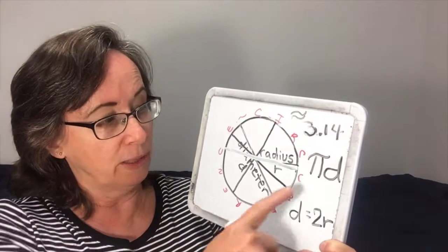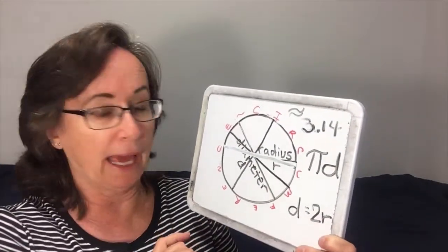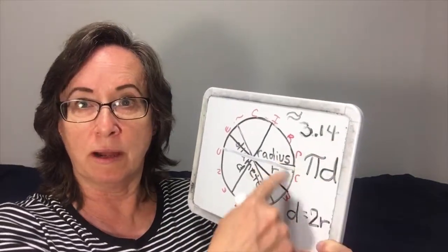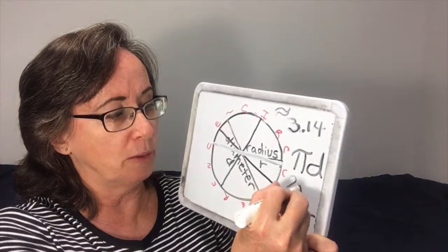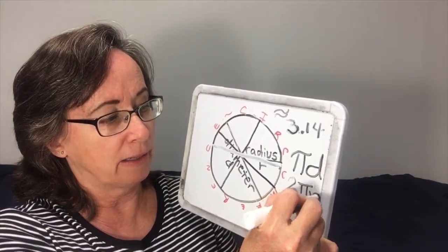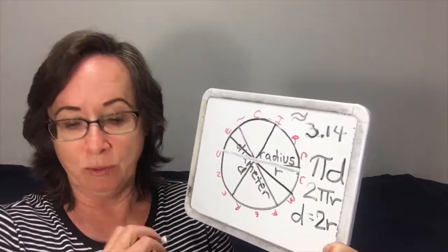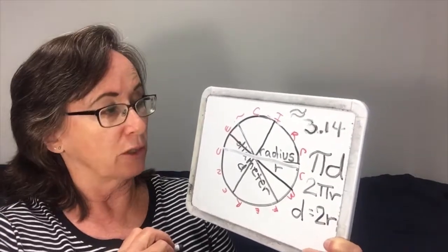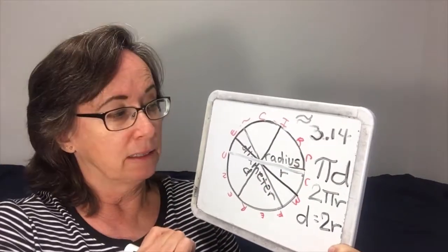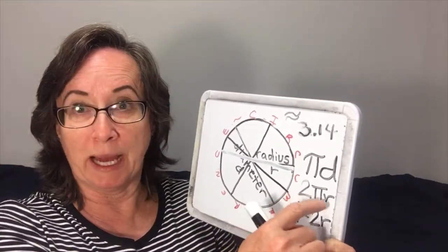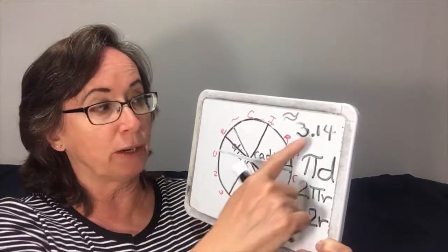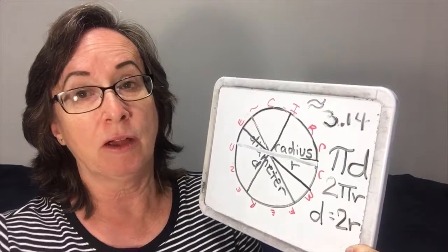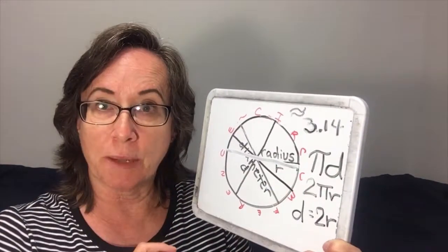So since we know that the diameter is 2 times the radius, we could also express the circumference as 2 pi r. So you're going to have two different ways that you can learn the circumference formula. Circumference is pi d, and circumference is 2 pi r. Now in our book, we're going to use 3.14 as an approximation for this number pi.